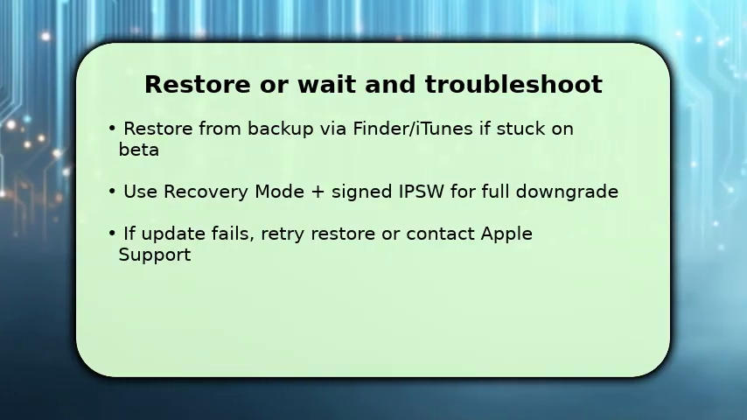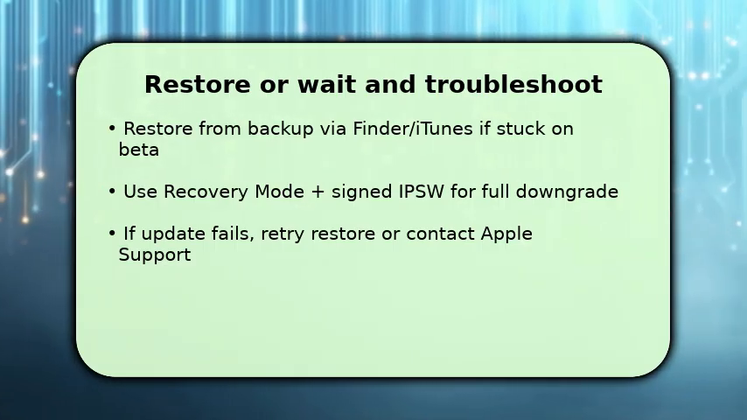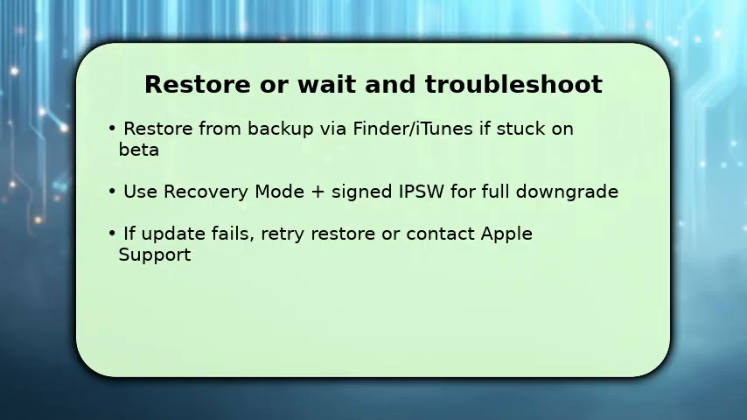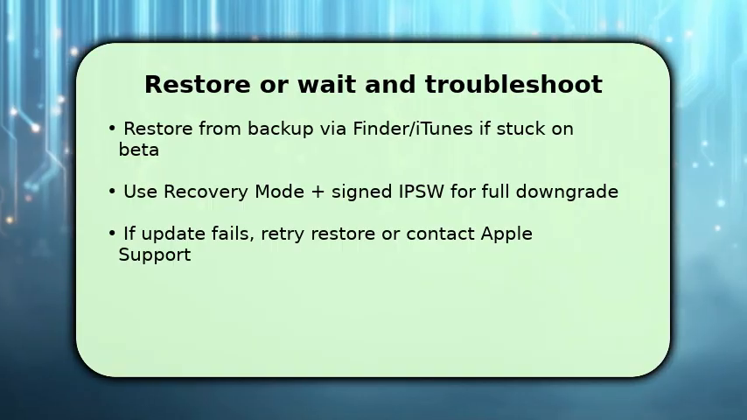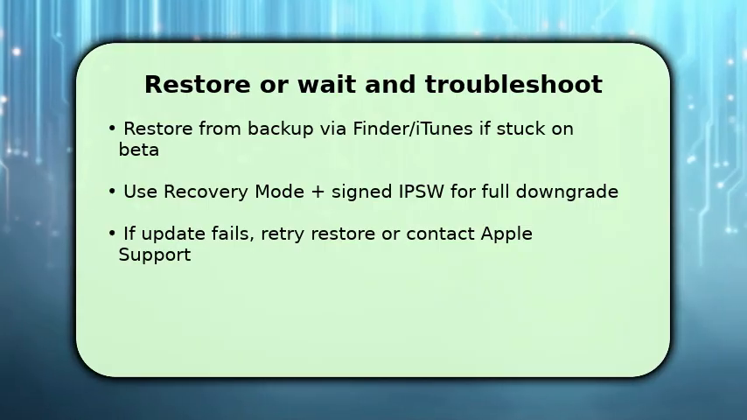If you stay on beta accidentally, restore from your backup using Finder or iTunes and the latest public iOS. This replaces beta firmware. For a guaranteed downgrade, use recovery mode and a signed IPSW, which wipes the device. Only do this if you understand data loss risks.